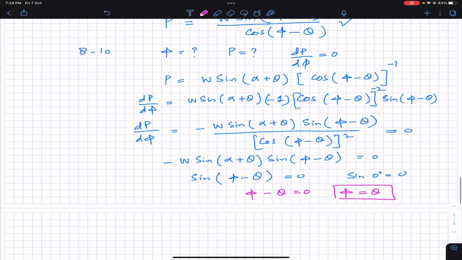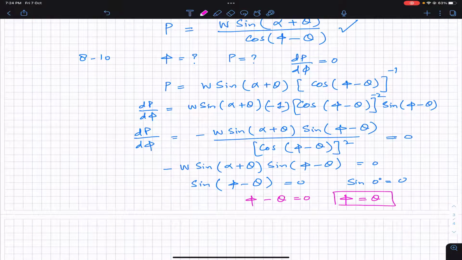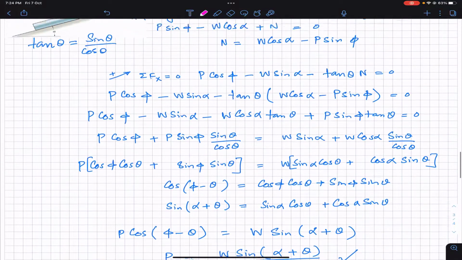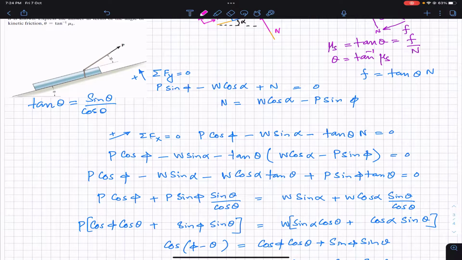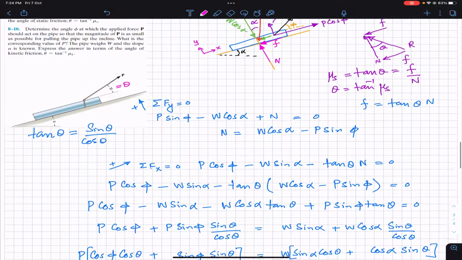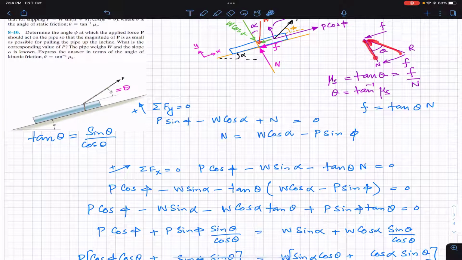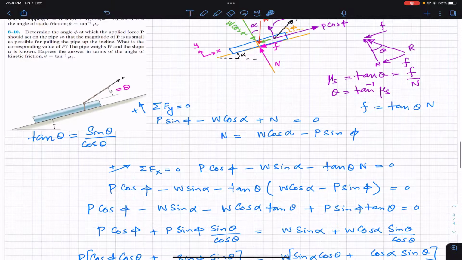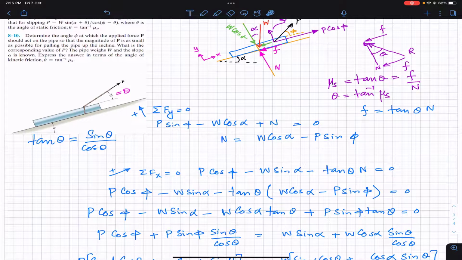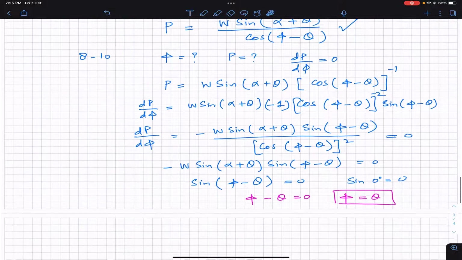So from all this derivation, we come to the conclusion that if force P is acting at an angle phi that is equal to theta, where theta is the angle of the resultant with the normal force, and R is the resultant of this force F and this normal force, then in that case the force P required will be minimum, as small as possible. So we can find that P.